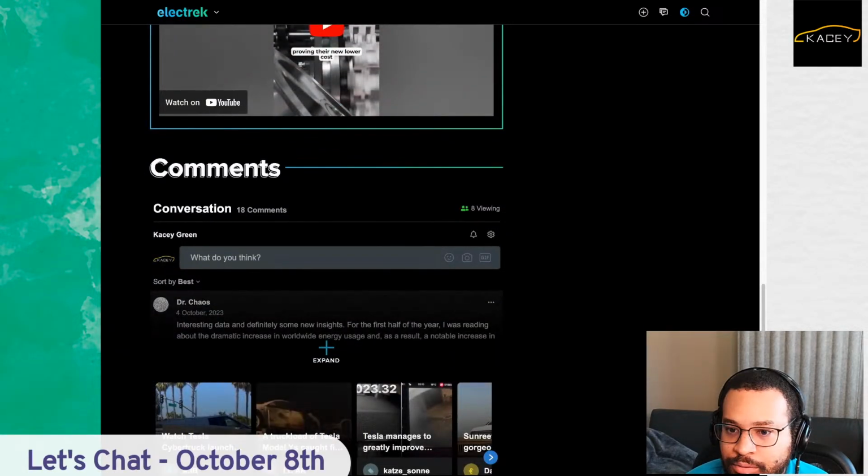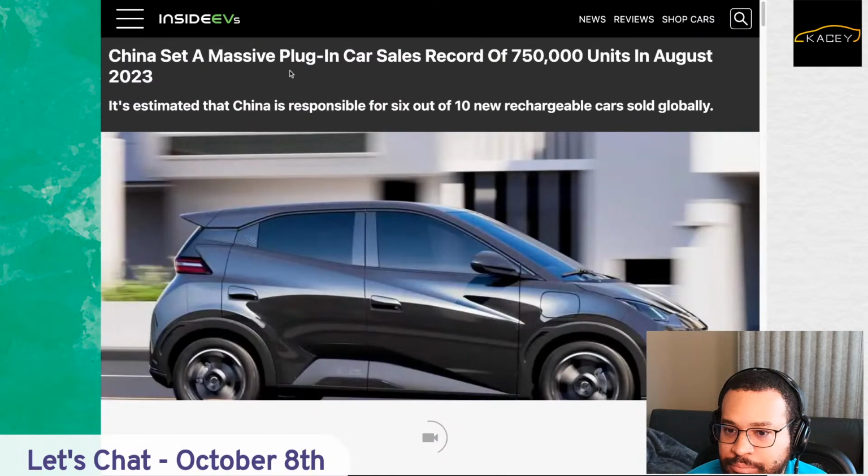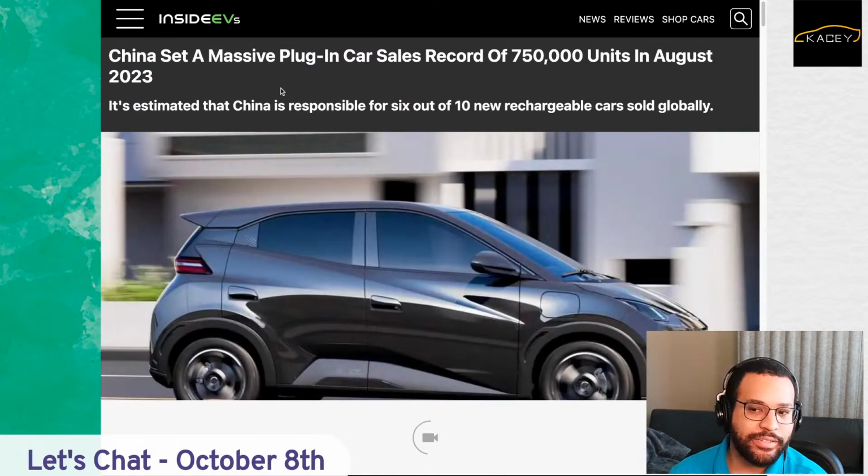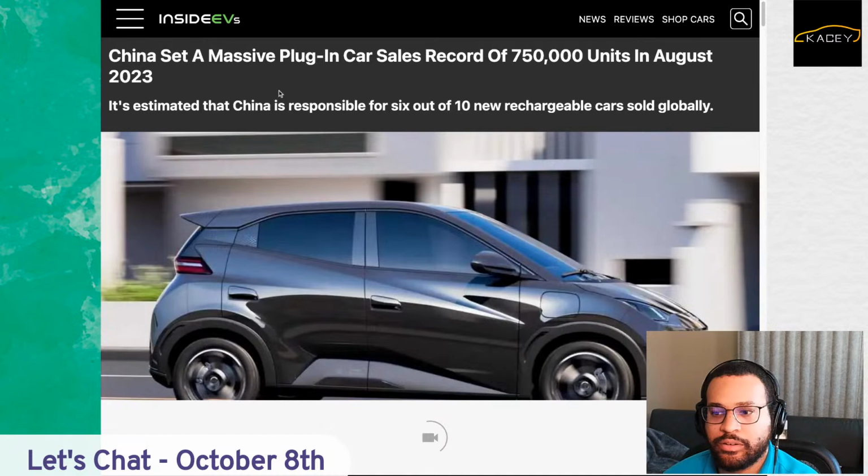All right, so let's go from renewables back to cars. Just look at China now. China set a massive plug-in car sales record of 700.